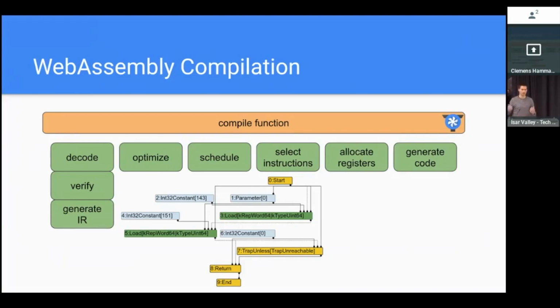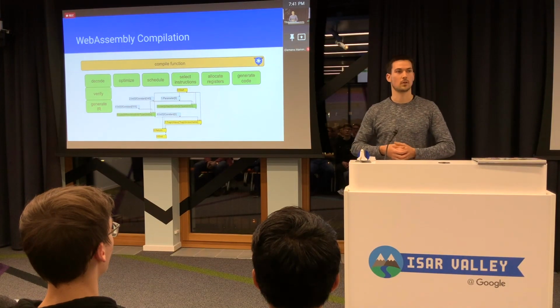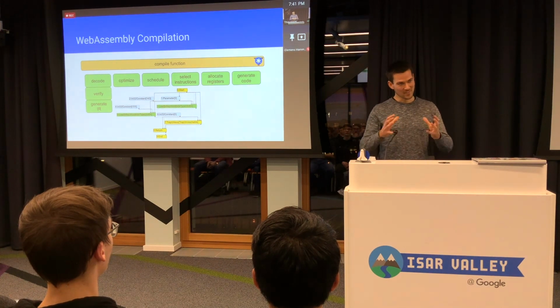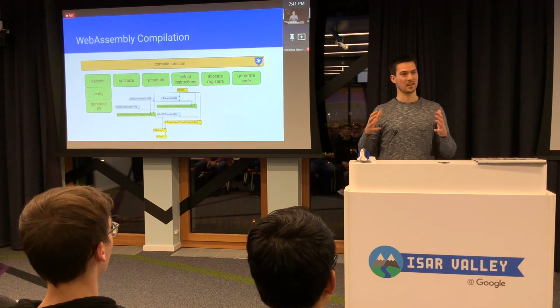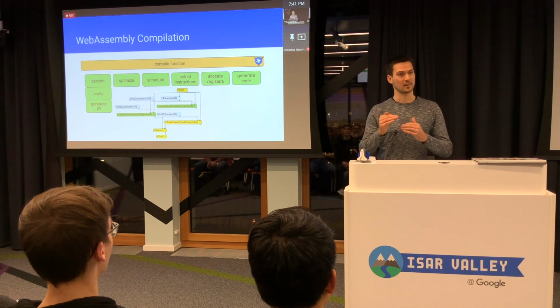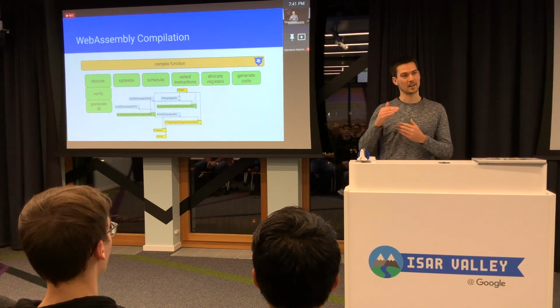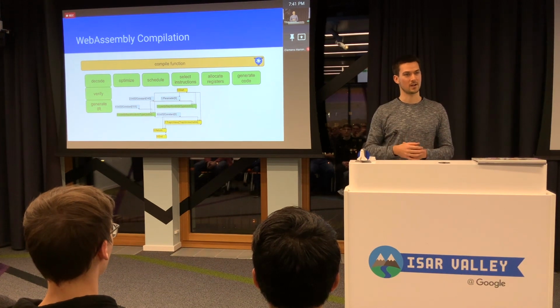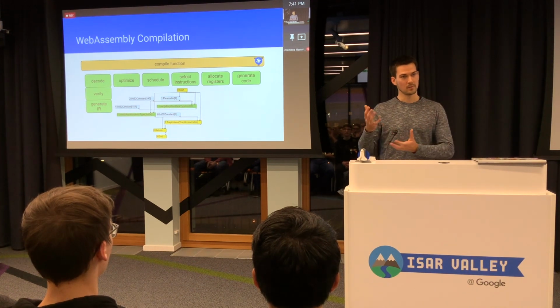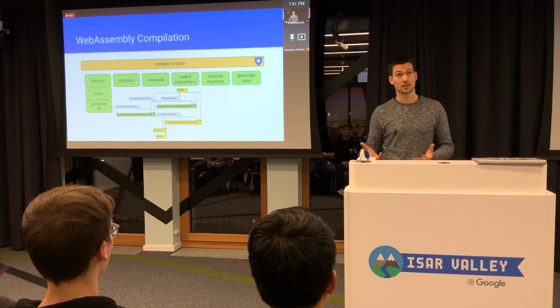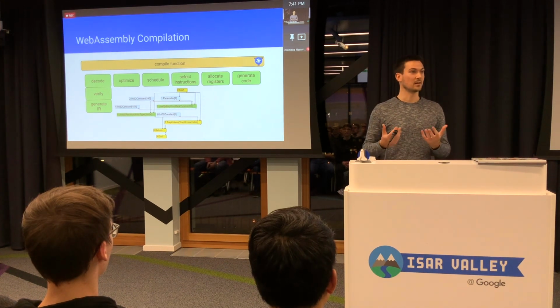So this might eliminate redundant loads or combine redundant operations. Then we schedule this sea of nodes, because we have basically lost the information about the order of the individual operations. So now we have to recompute this. We have to find an order for all the operations in the graph that is valid, that fulfills all the dependencies that are encoded in the graph. After that, instructions are selected, then registers are allocated, and finally we generate code.